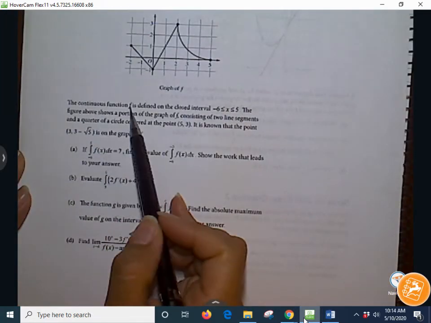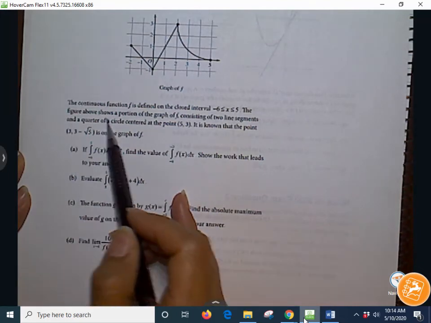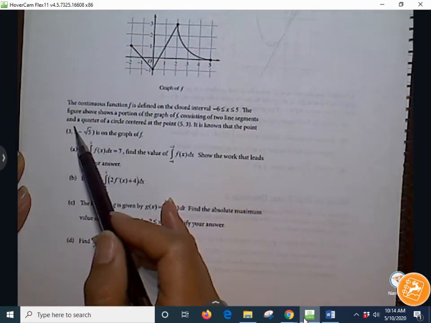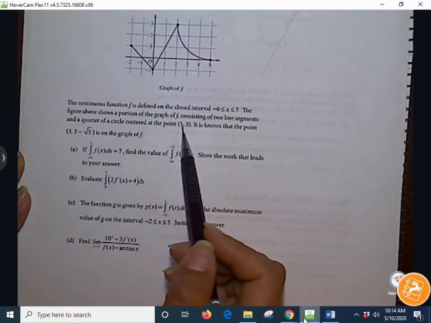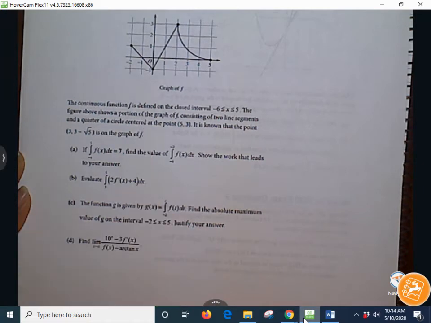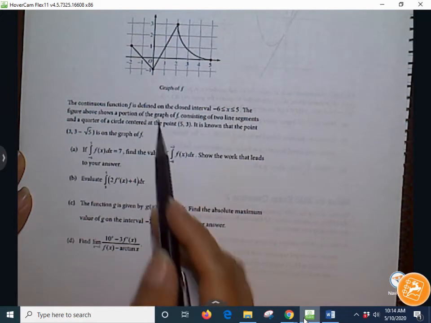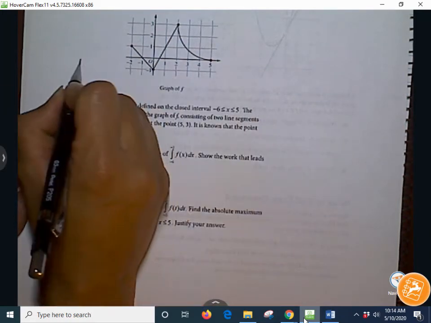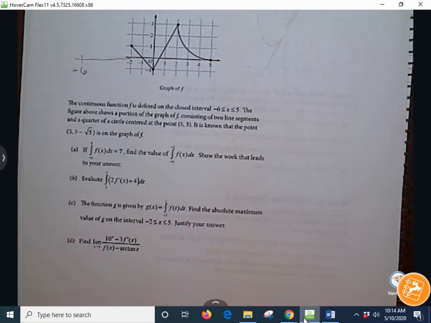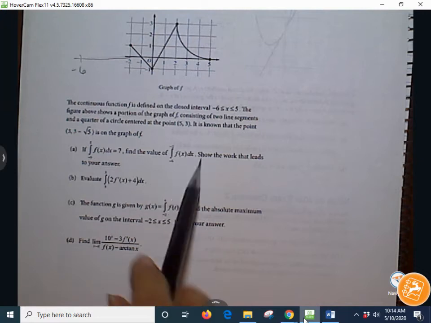The continuous function f is defined on the closed interval of this. The figure above shows a portion of the graph of f consisting of 2 line segments and a quarter circle centered at this point. Now it says a portion of the graph. So it says that f extends from -6 to 5, and it looks like I only have -2 to 5. So, just for myself, I'm going to remind myself that this is the portion from -2 to 5.